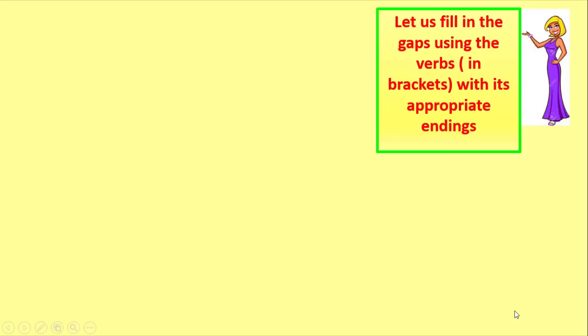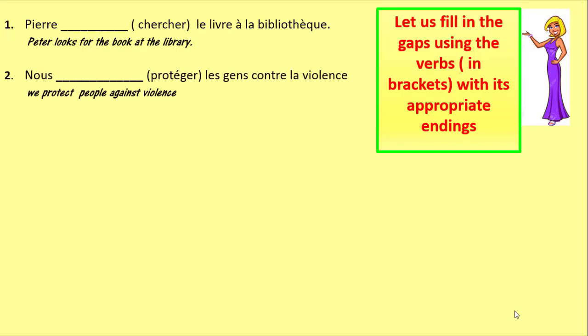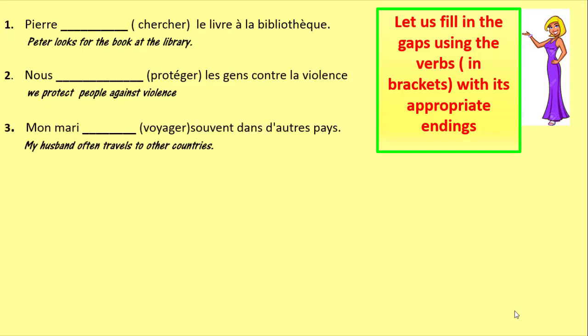Now we are going to fill in the gaps using the verbs in brackets with their appropriate endings. Numéro 1. Number 1. Pierre. The verb to use is chercher le livre à la bibliothèque. Numéro 2. Number 2. Nous. The verb is protéger les gens contre la violence. Numéro 3. Number 3. Mon mari. The verb to use, voyager souvent dans d'autres pays.